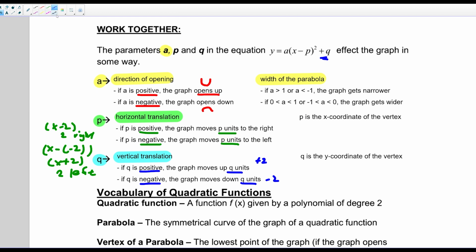One other thing to note is that for your P and Q values, P gives you your X coordinate of your vertex, and Q is your Y coordinate of your vertex. So basically at the vertex, which is this point right here, we really just have P, Q as your X and your Y value.